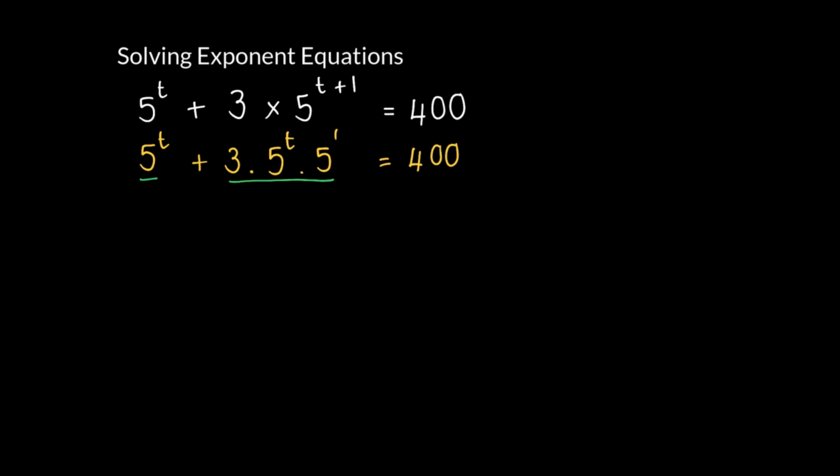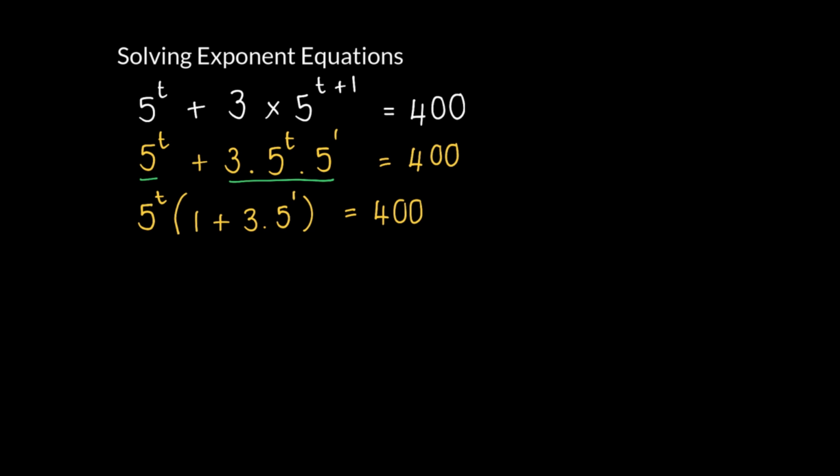So I'm just going to do the next step. Just watch what I do in this particular case. So I'm going to take 5^t out, 5 to the power t, and I'm going to open brackets, 1 plus 3 multiplied by, now 5^t has been taken out as a common factor, so I've got 5 to the power 1 left, which is equal to 400. And I'm pretty sure by now you're like, aha, I think I see where it's going. So maybe pause the video for a second and just try and solve it, see if you can see where it's going.